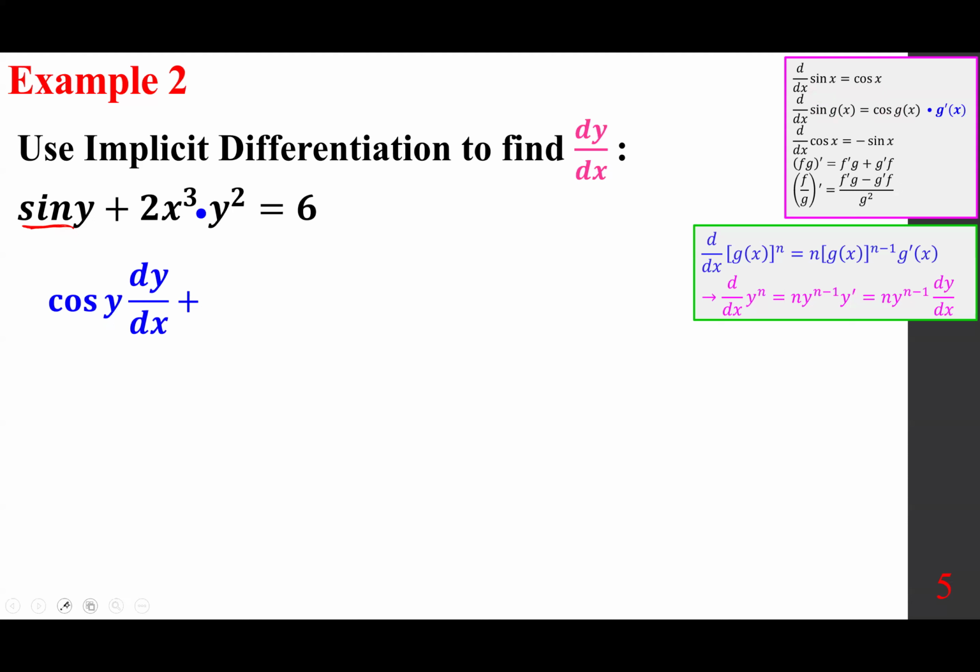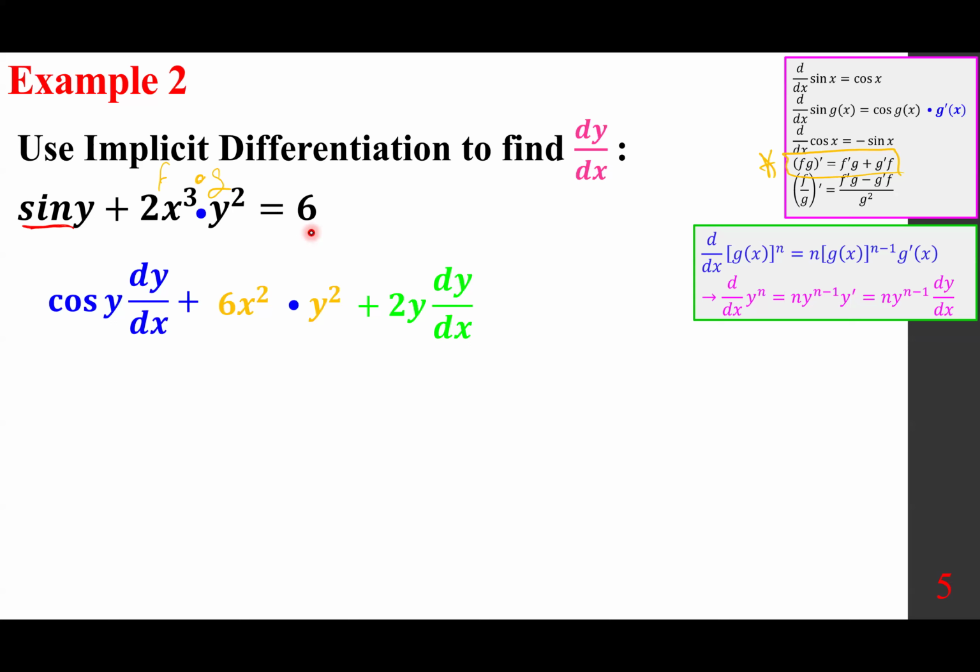And now 2x cubed times y squared, I'm going to write it as f times g, reminding everybody that we are going to use the product rule. Therefore, I get f prime, which is 6x squared, times g, which is y squared, plus g prime, the derivative of y squared. Again, reminding everybody the derivative of g of x to the power of n is n g of x to the power of n minus 1 g prime of x. This is the extended power rule. Therefore, the derivative of y to the power of n, y acts like g of x, so n y to the power of n minus 1, y prime or dy dx. So the derivative of y squared is 2y dy dx times f, which is 2x cubed.